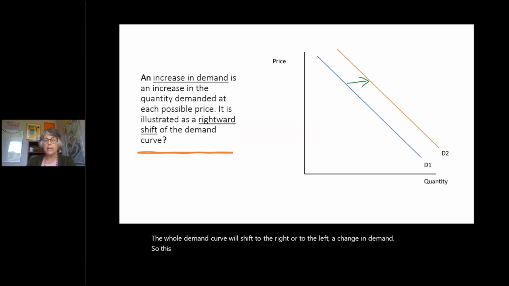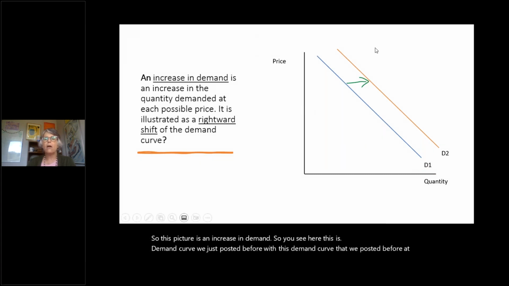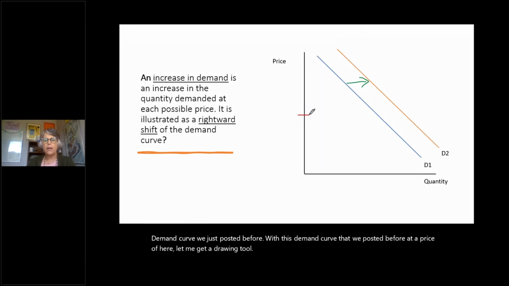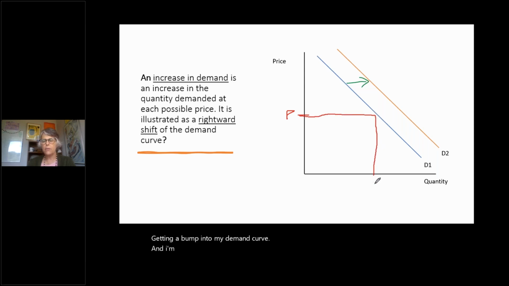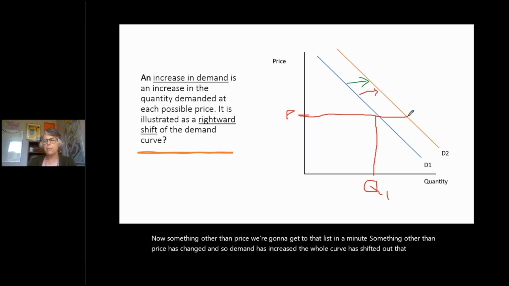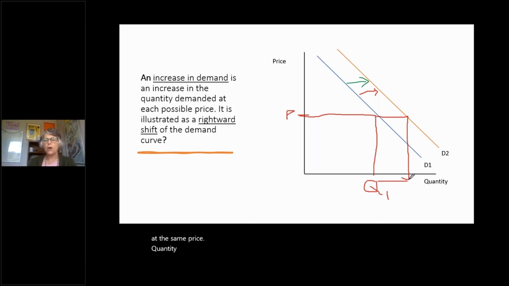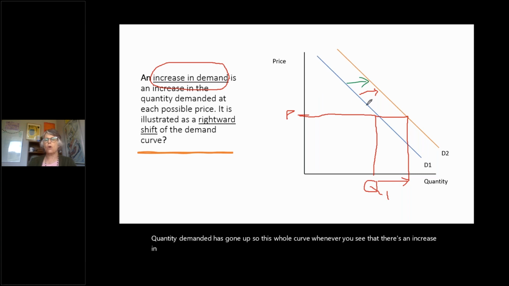So this picture is an increase in demand. This is the demand curve we posted before. At a price of P1, initially I bump into my demand curve, and I demand this much, Q1. Now, something other than price has changed, we're going to get to that list in a minute, and so demand has increased, the whole curve has shifted out. That means at the same price, quantity demanded has gone up. So whenever you see an increase in demand, that means the whole curve is going to shift to the right, like a parallel shift over.